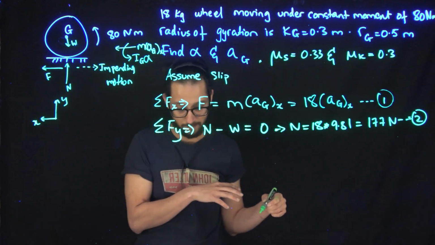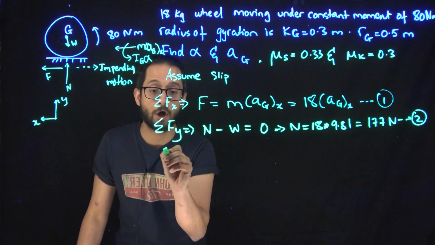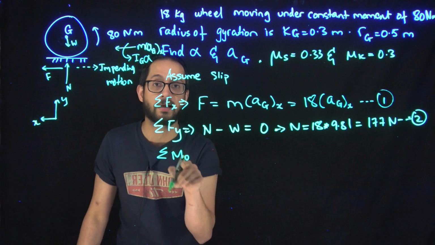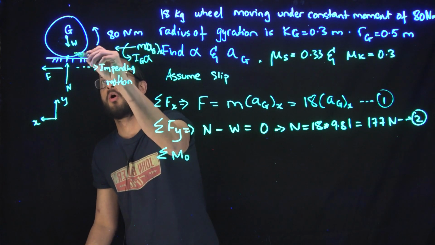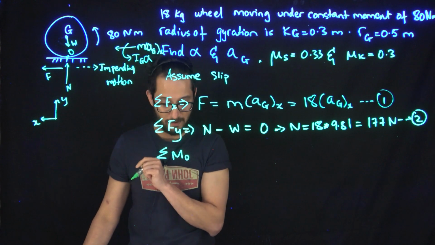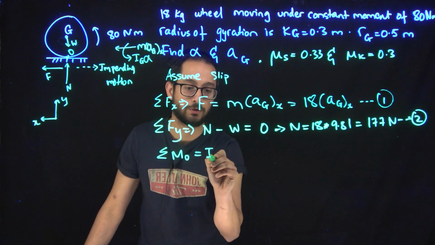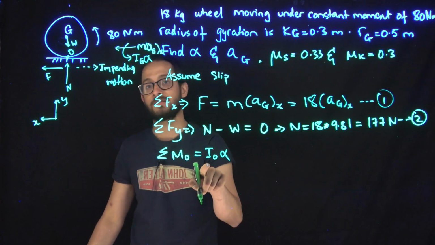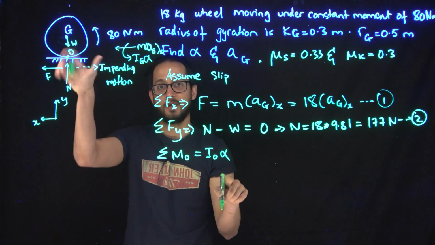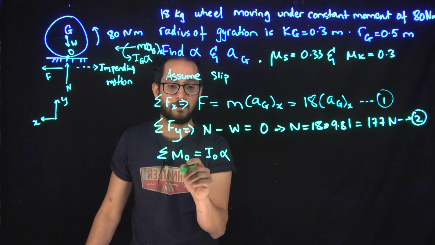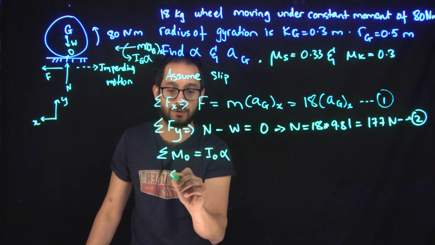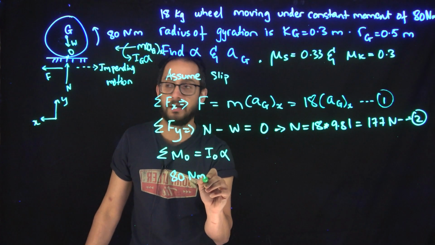So let's see what happens when I look at the moment. Now, because rolling is happening, I can look at the instantaneous center of rotation, the point O over here, and take moments about that. That is equal to I_O, the mass moment of inertia about the point O, times the rotation that's happening over there.